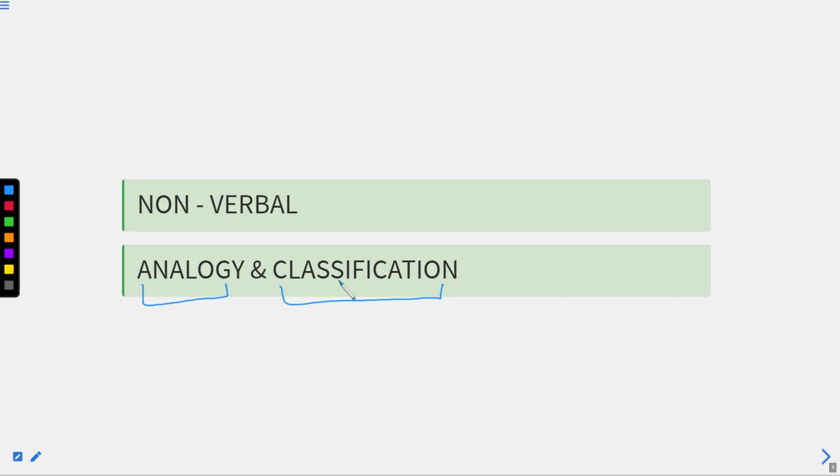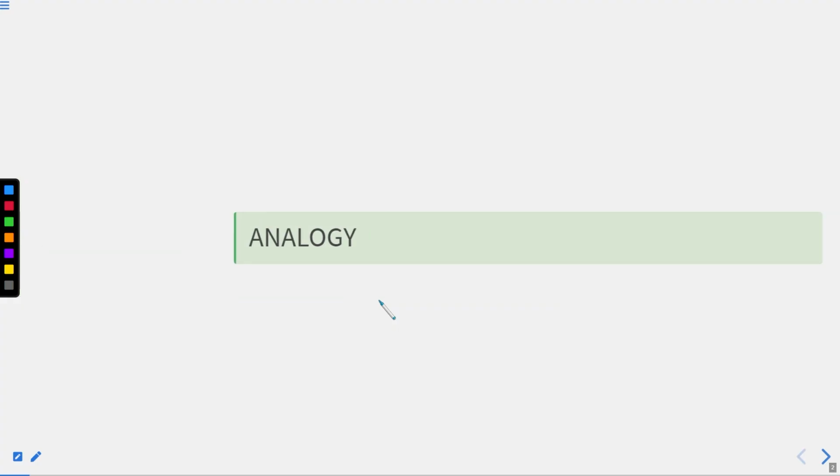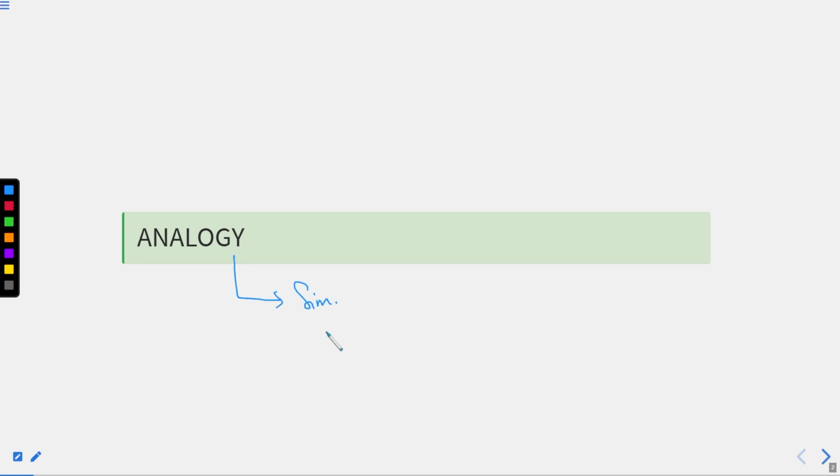I hope this chapter is very easy for each and every student as we are doing the repetition of what we did earlier as well, right? So I am directly starting with this chapter. Here, the first part is analogy. So you are now very well aware of what exactly analogy is. It is like similarity, right? It is like having the same relation, right? This is what analogy is.